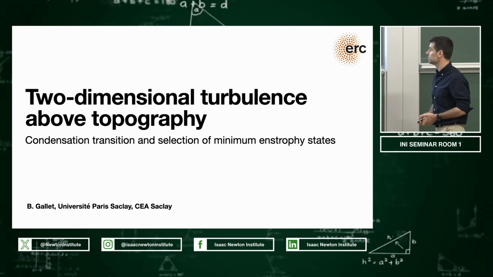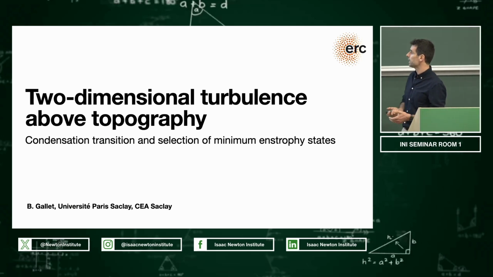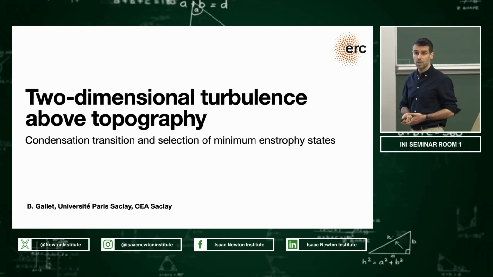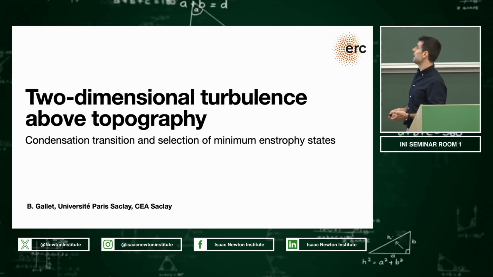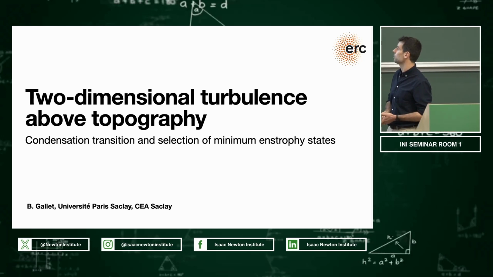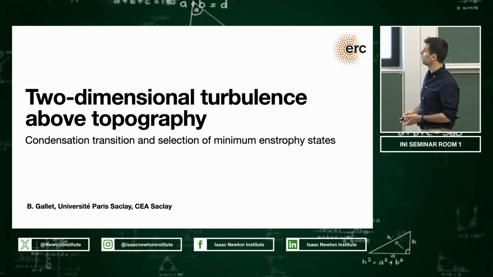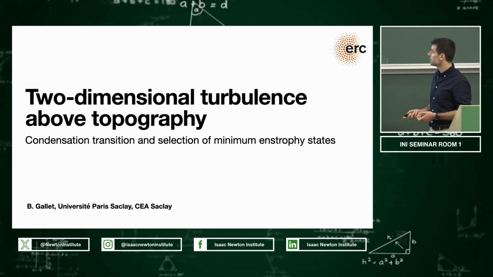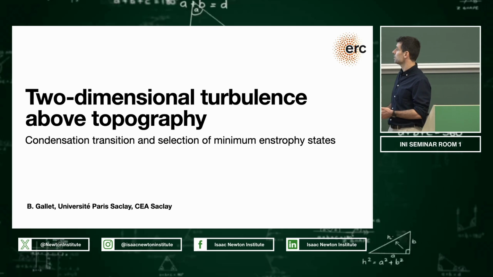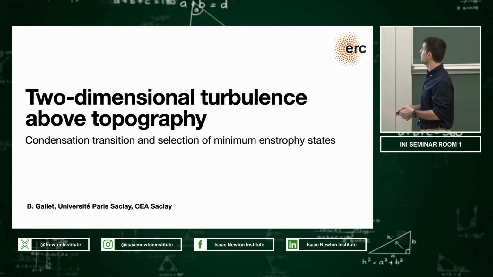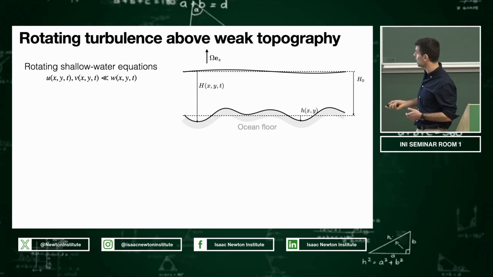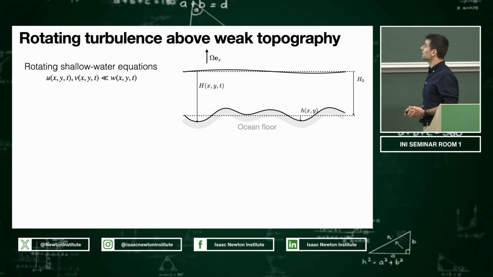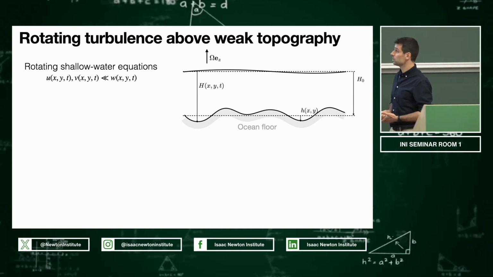I've had a great introduction by several people, including Alex, on how 2D flows tend to produce large-scale condensate. And I will then discuss forced-dissipative flows and how we can select minimum-enstrophy solutions to predict this large-scale condensate. Okay, so there are a few equations in this talk, but if you bear with me, I hope by the end of the talk you'll have learned this quite simple method to compute the large-scale flow, if you don't know about it already. Okay, so that's rotating turbulence above weak topography.